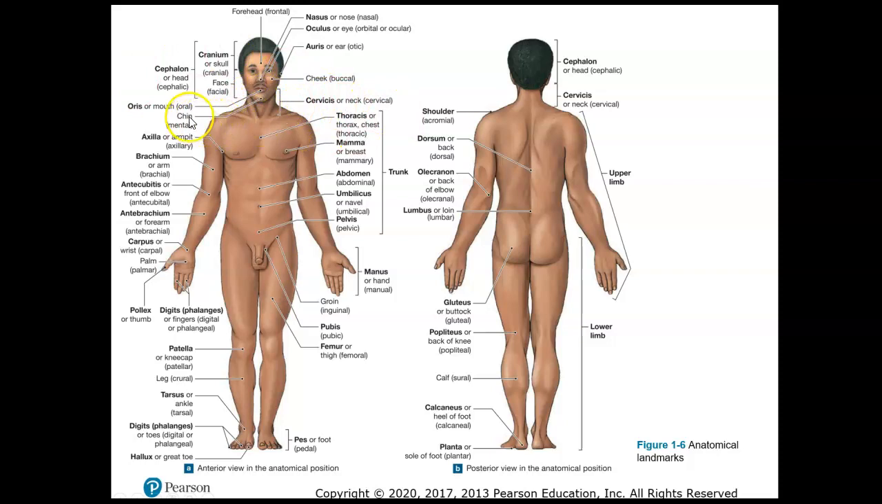Some of these don't have a word in bold. That means we just call it the chin. The chin is the chin. Or if I ask you the body region, you would call it the mental region. The reason it's important that you know these terms is when we start learning the muscles and the bones and the blood vessels, it's going to be important that you know these terms because some of those structures are named after the region of the body that they're in.